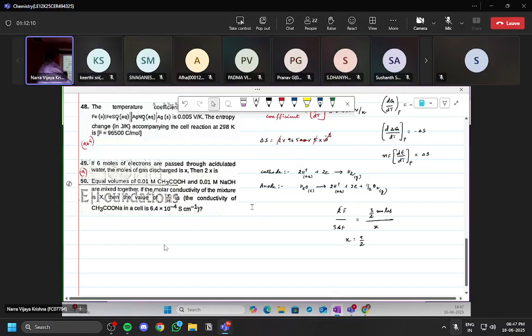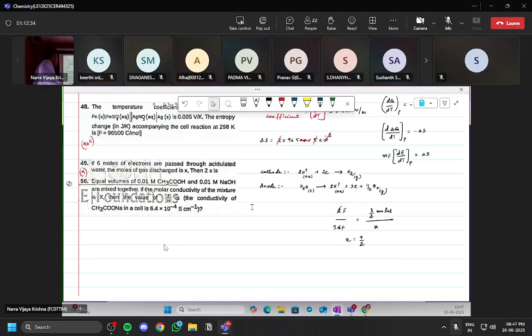Equal volumes of 0.01 molar acetic acid and 0.01 molar NaOH are mixed together. If the molar conductivity of the mixture is x, then the value of x by 16 is asked. The conductivity of sodium acetate in the solution in the cell is 6.4 into 10 power minus 4. Both are given as 0.01, 0.01. Conductivity kappa is given, right?